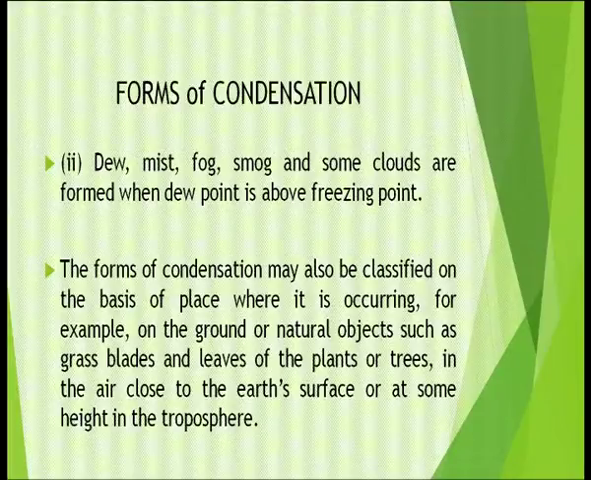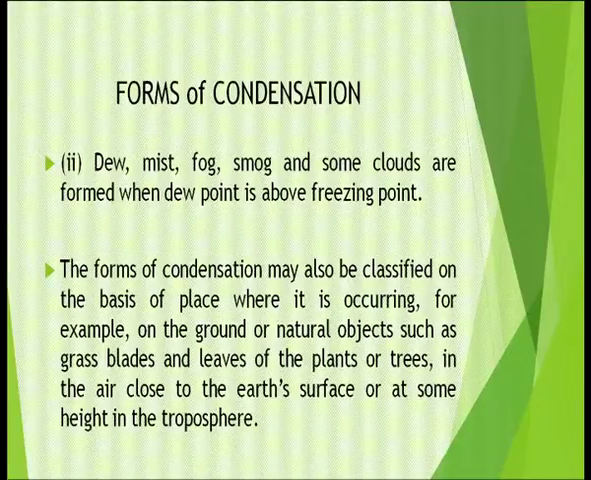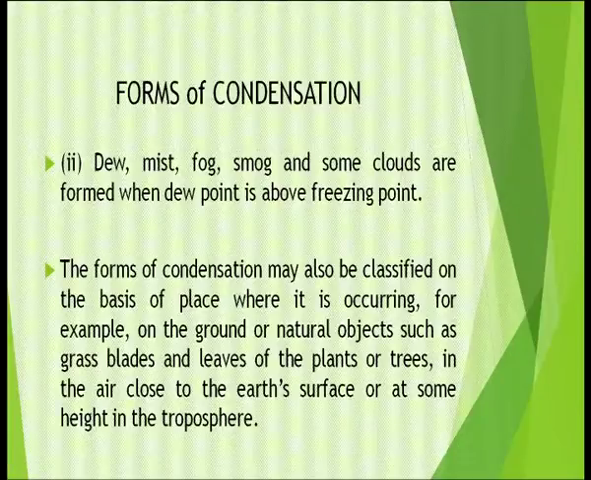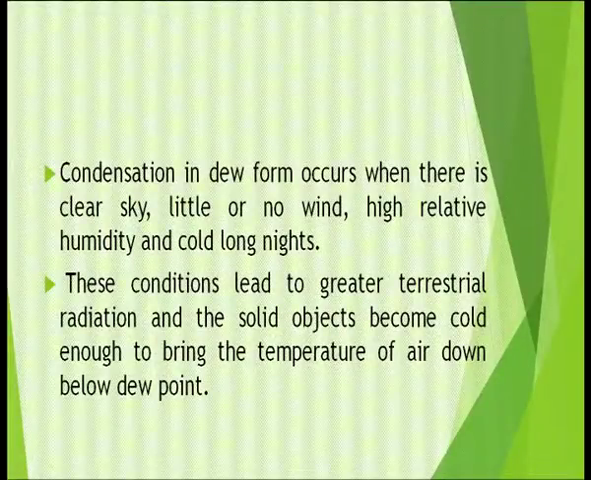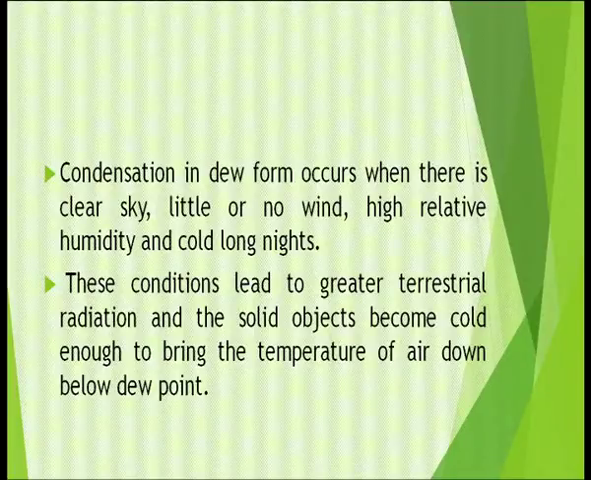The forms of condensation may also be classified on the basis of the place where it is occurring. For example, on the ground or natural objects such as grass blades and leaves of the plants or trees, in the air close to the earth's surface, or at some height in the troposphere. Condensation in dew form occurs when there is clear sky, little or no wind, high relative humidity and cold long nights.